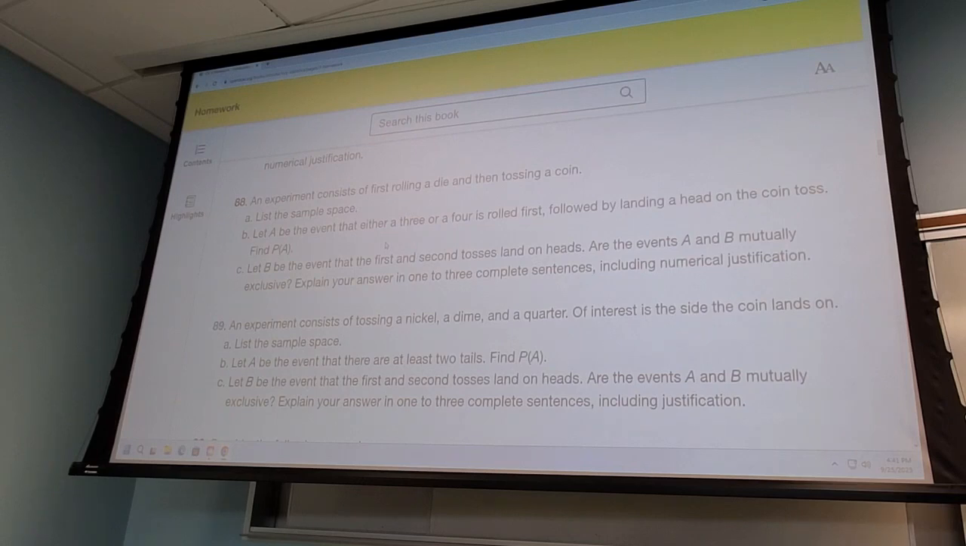And the way to do part B, is there anything in that sample space that would be more likely than anything else? Is it more likely I get a 2 and then a tails than if I get a 4 and then a heads? Is it more likely? No. The probability to get any number on a die is what? 1 out of 6. The probability to get a tail or a heads is what? 1/2.